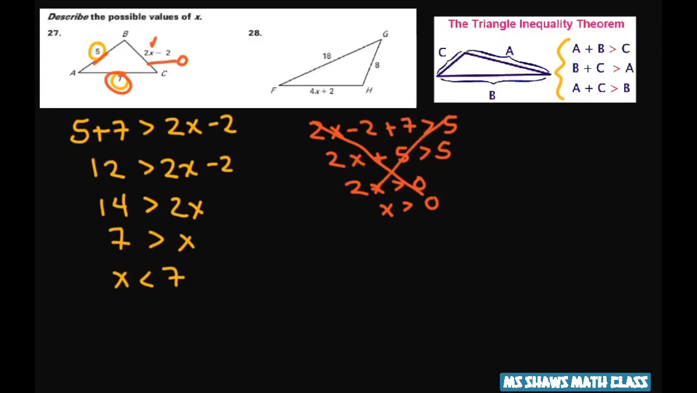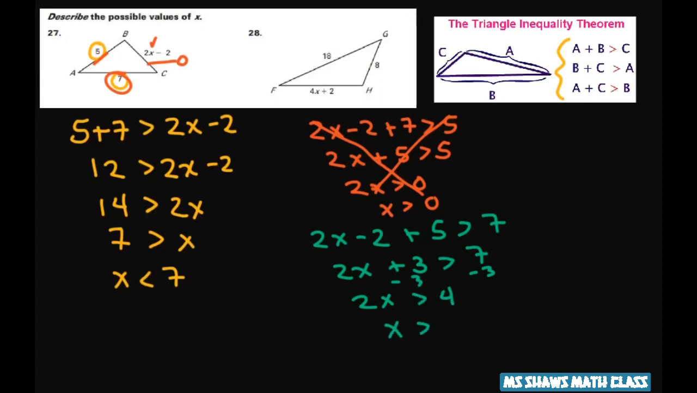We're going to try 2x minus 2 plus 5 has to be greater than 7. So this is 2x plus 3 has to be greater than 7. Subtract 3 from both sides of the inequality, and you get 2x is greater than 4. So x has to be greater than 2 when you divide both sides. We can rewrite this as x is greater than 2, but less than 7.